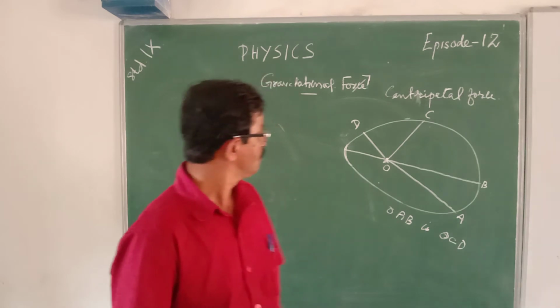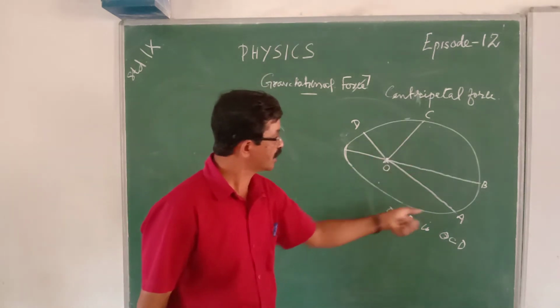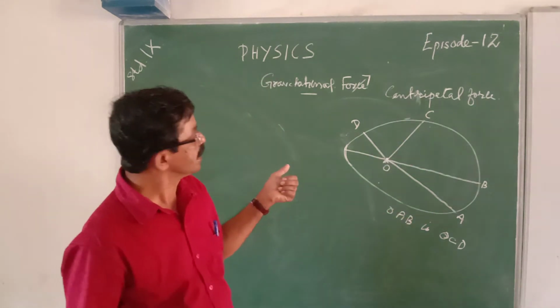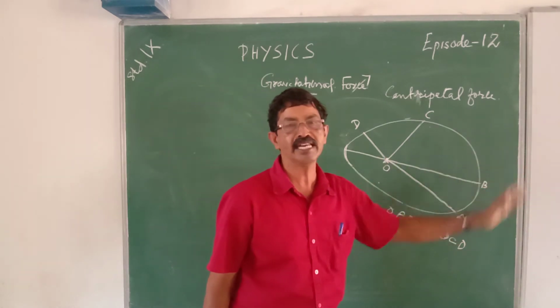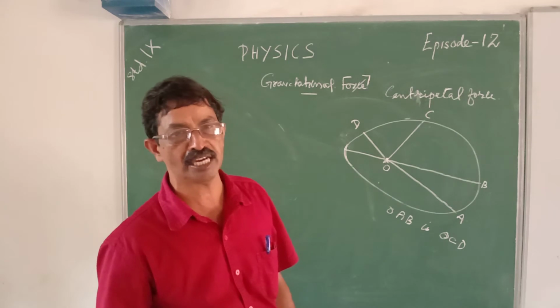That means the second law says that the radius vector drawn from sun to planet sweeps equal areas in equal intervals of time.